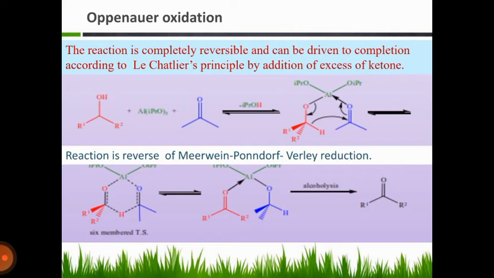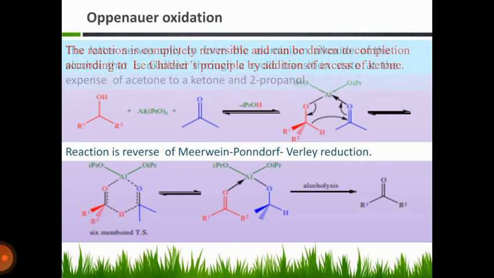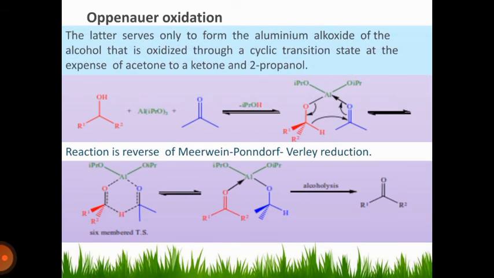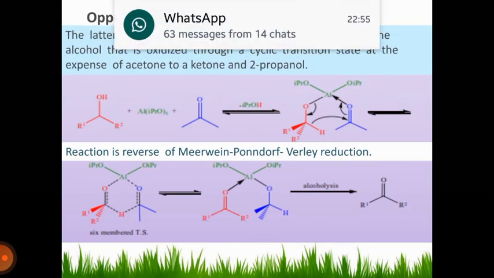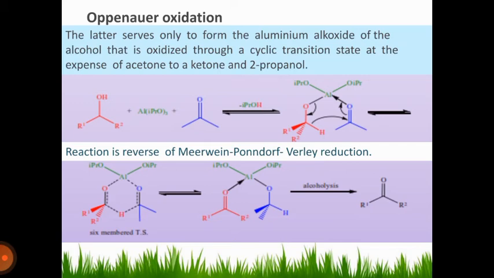The reaction is the reverse of the Meerwein-Ponndorf-Verley reduction, MPV reduction. The acetone serves only to form the aluminum alkoxide of the alcohol that is oxidized through the cyclic transition state, at the expense of acetone to a ketone and to propanol. So this is about the mechanism.